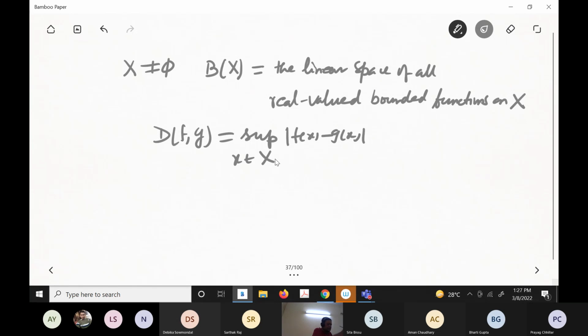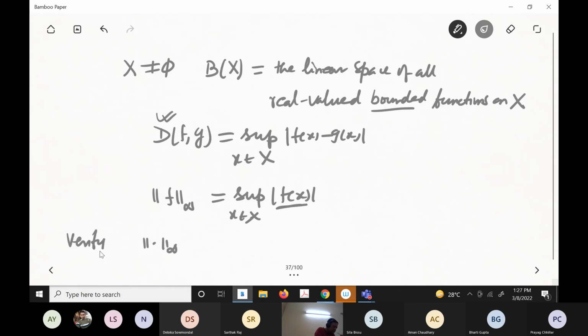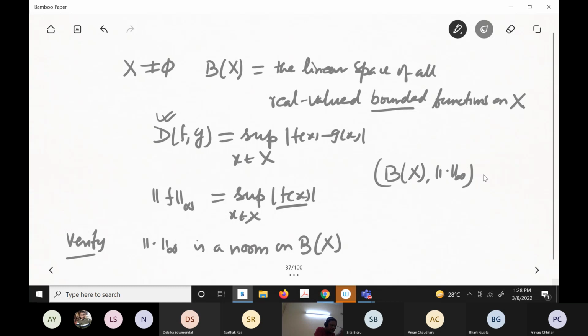Okay, right? It's a linear space. But look, this d I could get if I define this, called the infimum, suppose. Look, I have taken bounded functions, so this is a real number because this is bounded. And you can verify that this is a norm on B(X). So that means B(X) is a normed linear space.